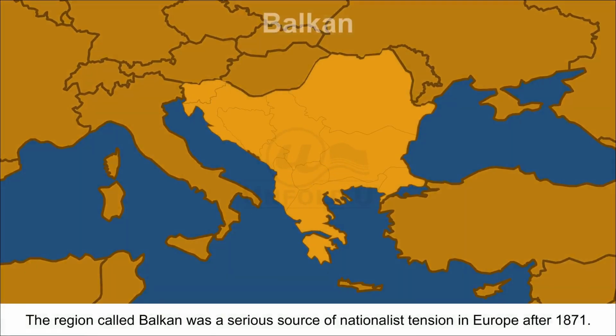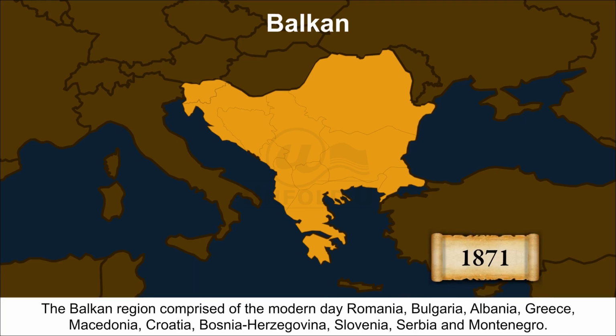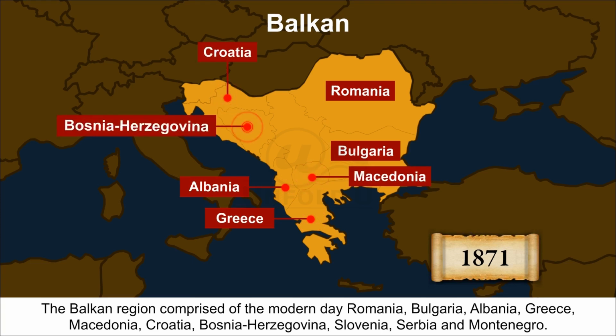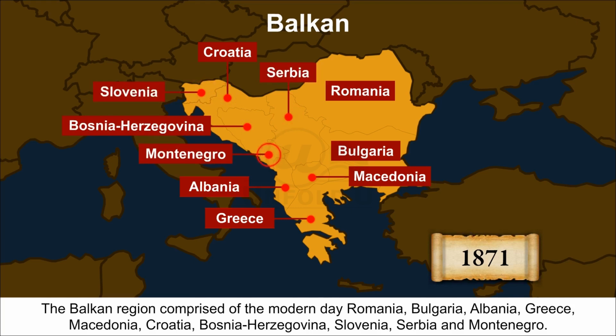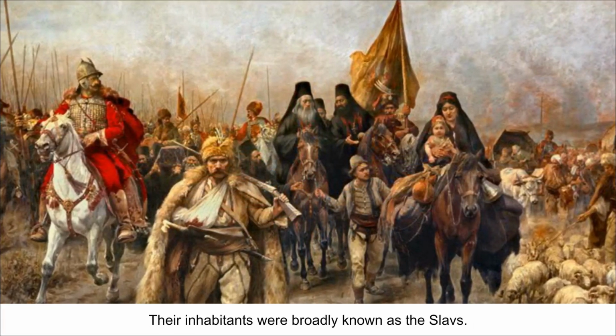The region called Balkan was a serious source of nationalist tension in Europe after 1871. The Balkan region comprised the modern-day Romania, Bulgaria, Albania, Greece, Macedonia, Croatia, Bosnia, Herzegovina, Slovenia, Serbia, and Montenegro. Their inhabitants were broadly known as the Slavs.